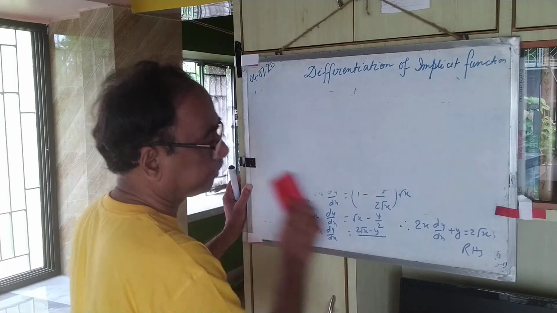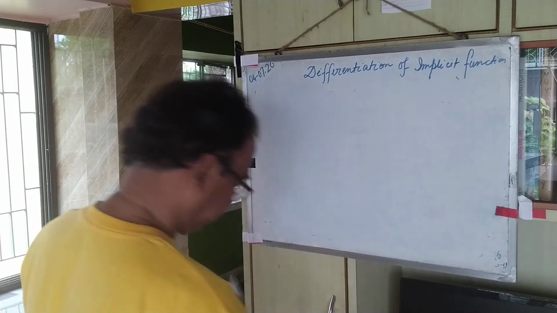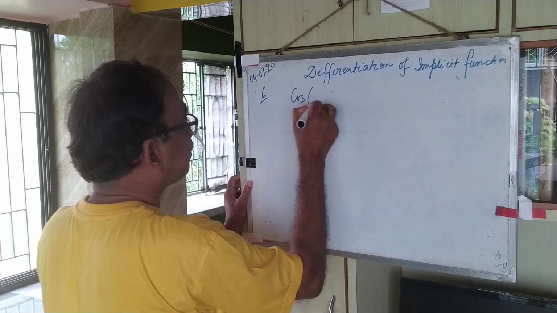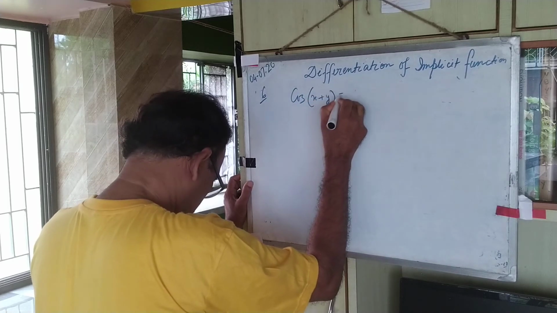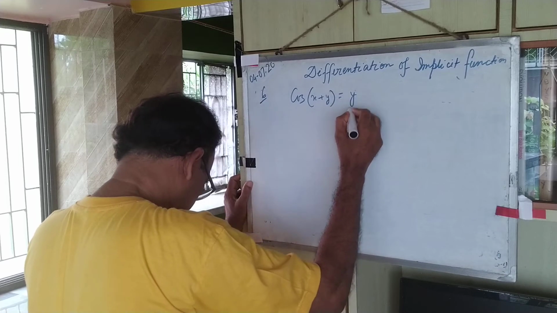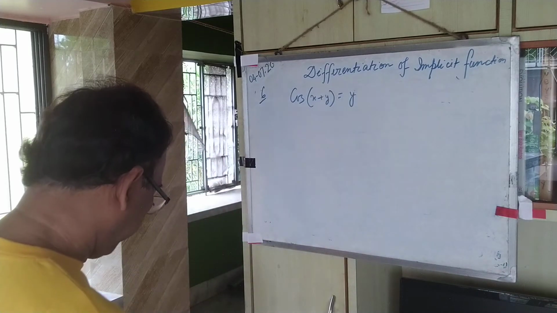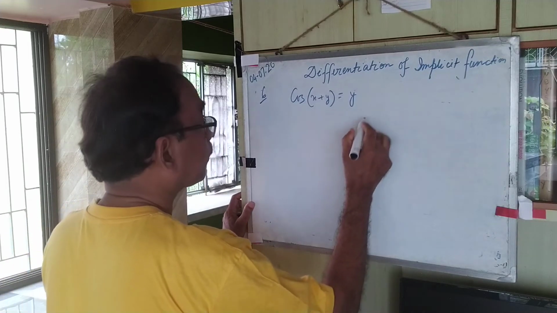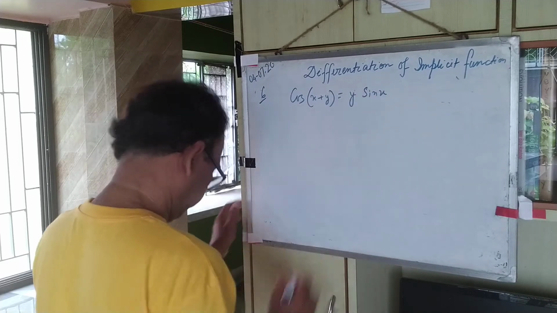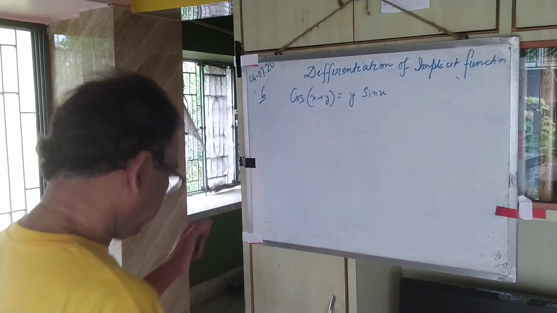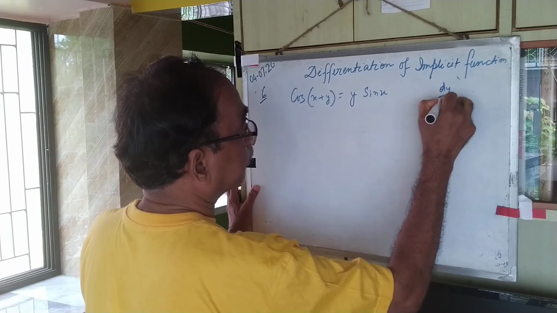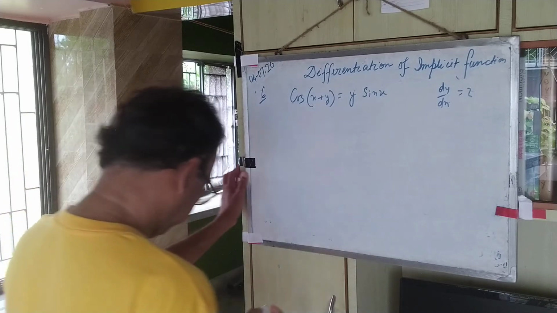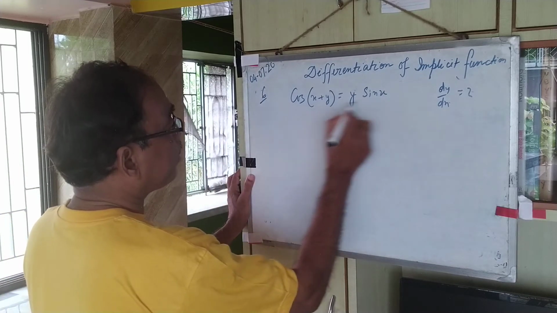Sum number 6. Question number 6: cos of x plus y equals y sin x. You have to find dy by dx. You have to differentiate it on both sides.